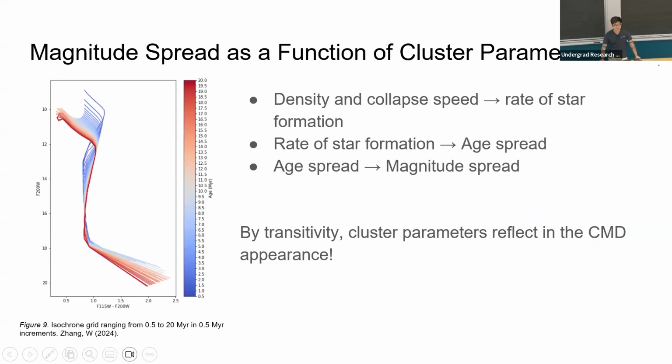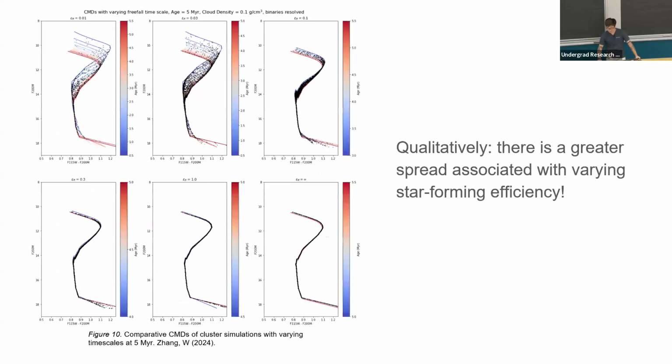So if those two parameters affect how the rate of star formation does its thing, and the rate of star formation affects the age spread, we look at this isochrone grid, and we see if there's a spread in ages, there's going to be a spread on the y-axis. So transitively, those cluster parameters are going to show up in our diagram. So let's plot 6 different simulations of different collapse speeds, and we see that there's a spread in spreads.